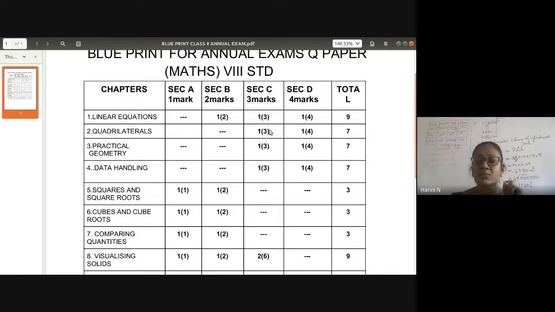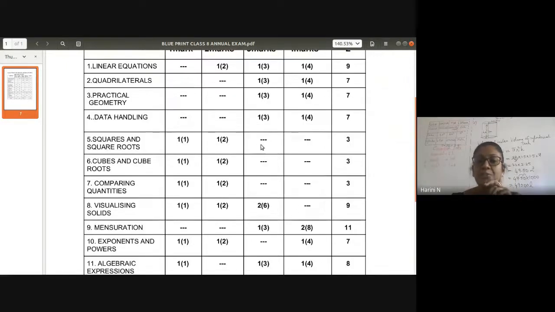So among the 3 marks questions, you will have one from linear equations, one from quadrilateral, one from practical geometry, one from data handling. Data handling, you remember what all we have done? We have drawn pie charts, we have done frequency distribution table, we have drawn histograms, we have drawn bar charts. So please revise all that. Definitely one is coming in 4 marks and one is coming in 3 marks. So maybe a histogram or a frequency polygon, a pictograph, etc. All this is going to be asked.